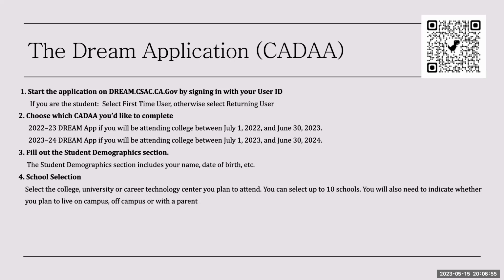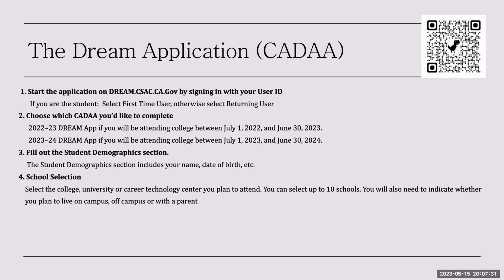So for CADA, you start the application on dream.csac.ca.gov by signing in with your user ID. If you are a student and it's your first time accessing the application, you should select first time user, otherwise select returning user. Choose which CADA you'd like to complete. You can complete the 22-23 DREAM app if you're going to be here this summer, and the 23-24 DREAM app if you're going to continue your enrollment from fall 2023 through next summer 2024.